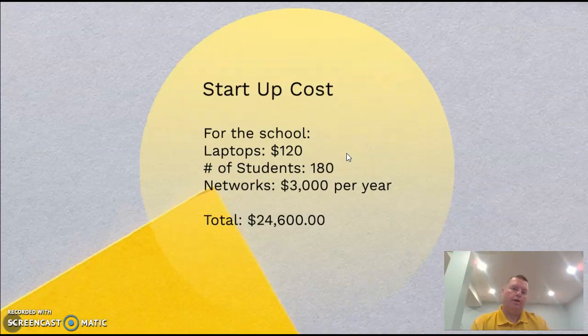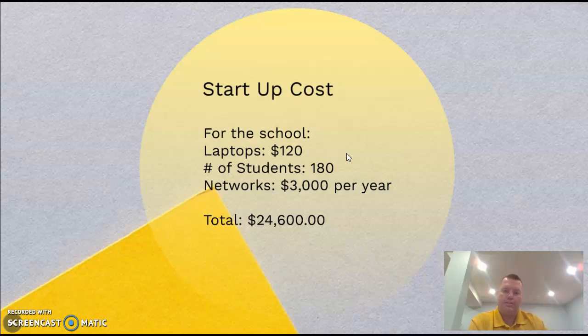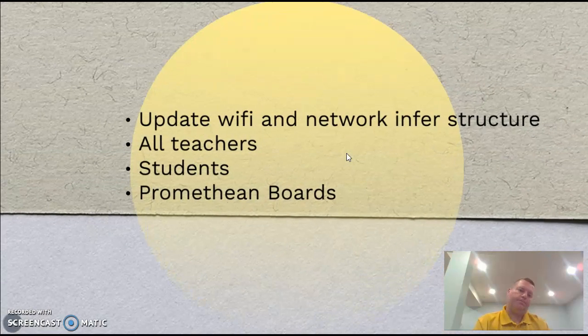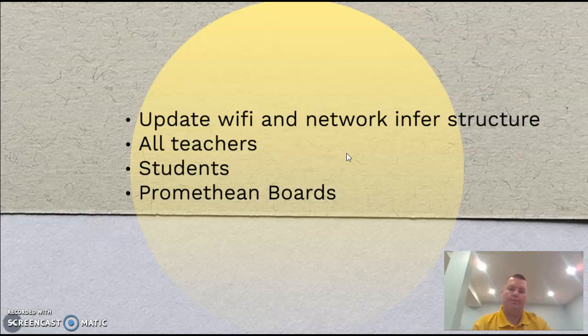Our estimated cost is we can buy Chromebooks for approximately $120 a piece. With our smaller middle school, we have about 180 students, and really we have about 150, but we bumped that number up a little bit to account for years that we have more or fewer students. The network here is about $3,000 a year, so the initial startup is going to be around $25,000 in our small school district. A few things we'll have to do to make sure we're ready is we need to update our Wi-Fi and network to make sure all the infrastructure can handle our new technology.